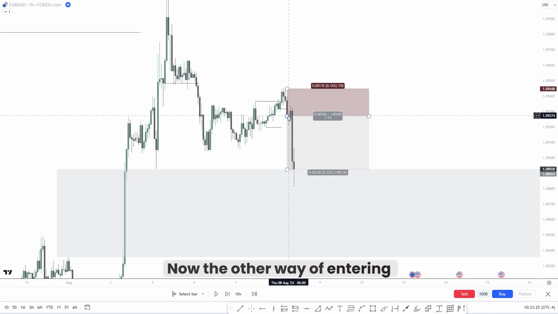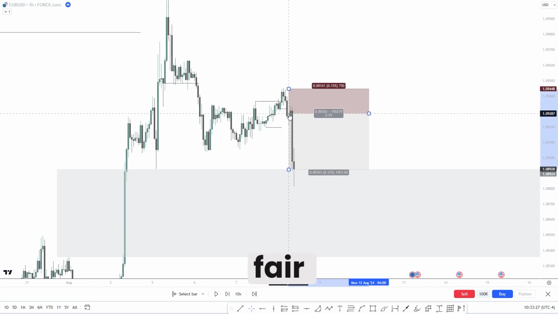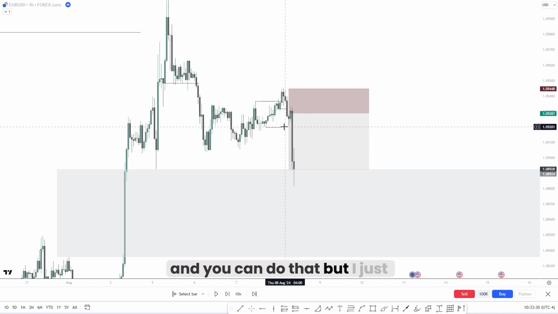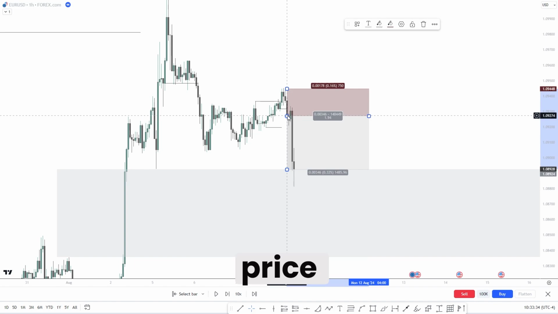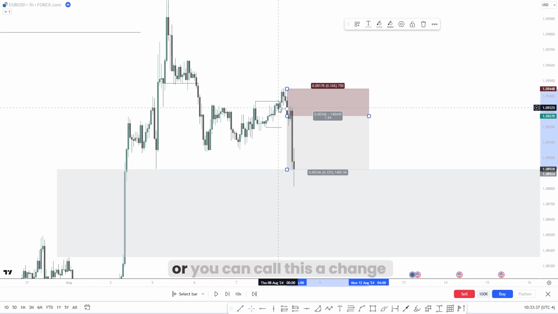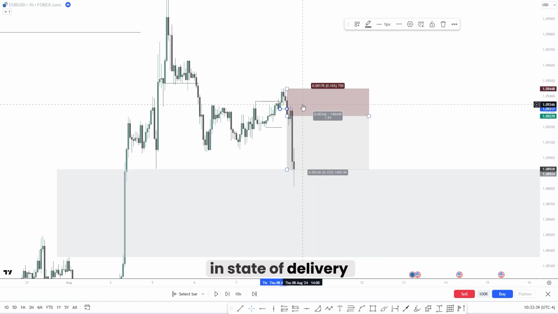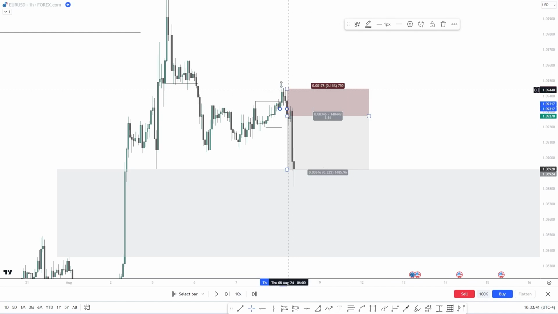Now, the other way of entering here would be waiting for this fair value gap, and you can do that, but I just simply don't do that. I just enter as soon as price closes below, or you can call this a change in state of delivery. So as soon as that happens, I just enter there.